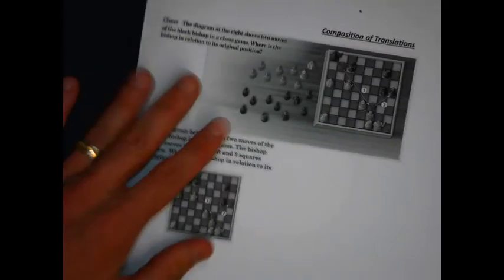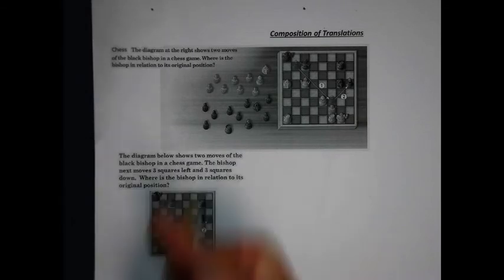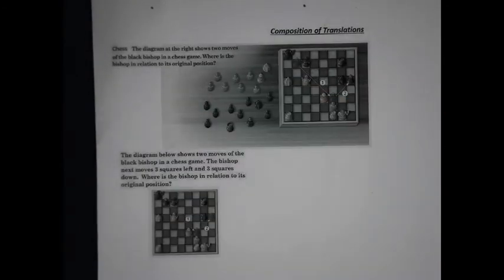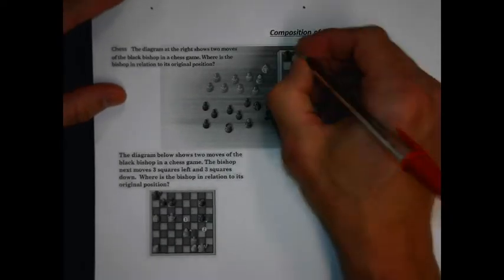And that's fairly true. So now what we're going to do is learn about a composition of a translation and then call it a day. So we have a diagram at the right that shows 2 moves of a bishop in a chess game. See, a bishop was here, and now it's here. 2 moves. Where now is the bishop in relation to the original position? So the question is, here's where it started, right?